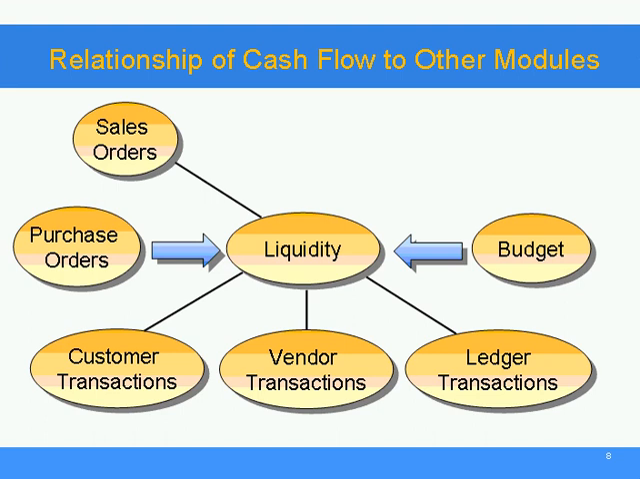Ledger transaction. We can define the ledger accounts for involving in cash flow management functionality. For example, we can specify payment of taxes or sales taxes. Budget. A ledger budget can be involved in cash flow management functionality as well. We can involve inventory, sales and purchase budget and fixed asset depreciation budget.